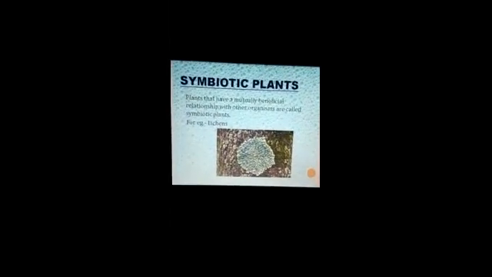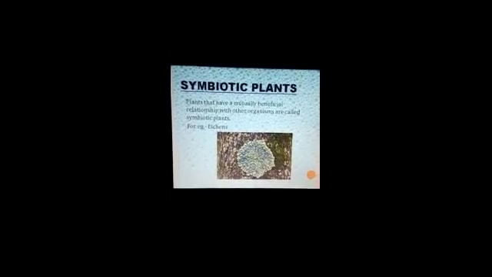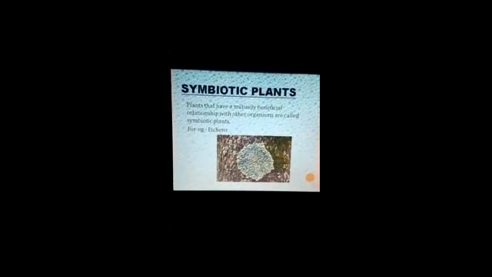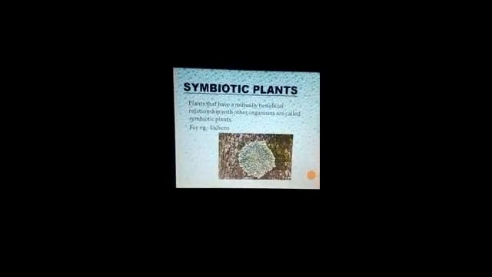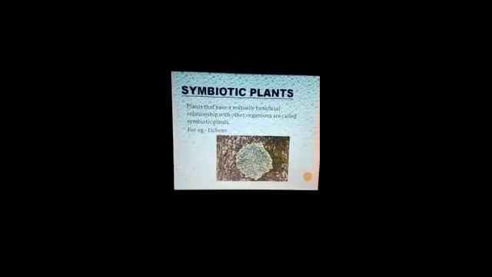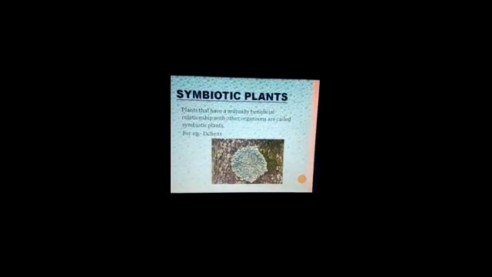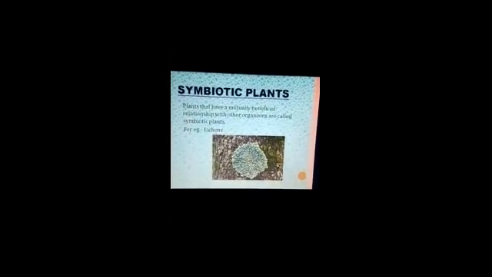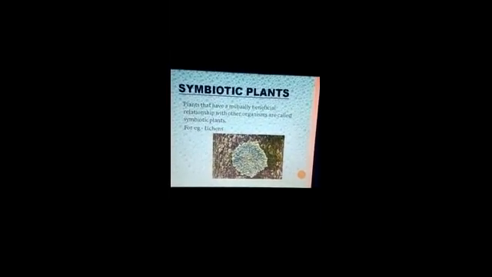Symbiotic plants. Plants that have a mutually beneficial relationship with other organisms are called symbiotic plants. For example, lichens. Lichens are the symbiotic association between algae and fungi, where fungi give water and minerals to the algae, and in turn algae give food back to fungi. In this way, they create a mutually beneficial relationship between both of them.